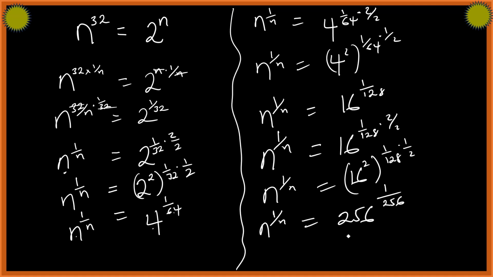Now let's observe the left-hand side and the right-hand side. We have n here, we have n here, and the same n, so 256. Therefore we conclude that n is straight away 256. Let's confirm it. If n is 256, and I put 256 here and 256 here, the answers on both sides will be equal.